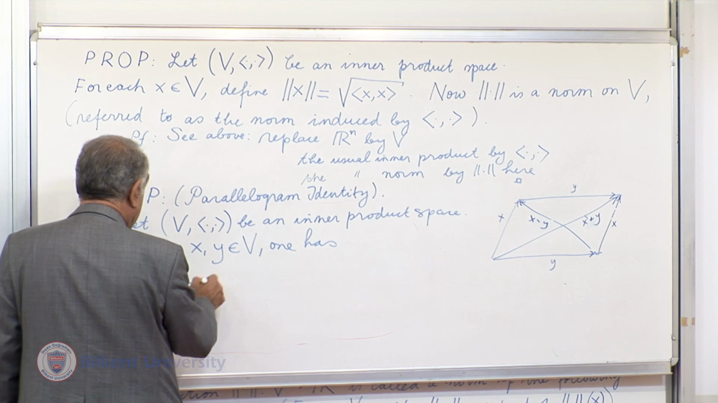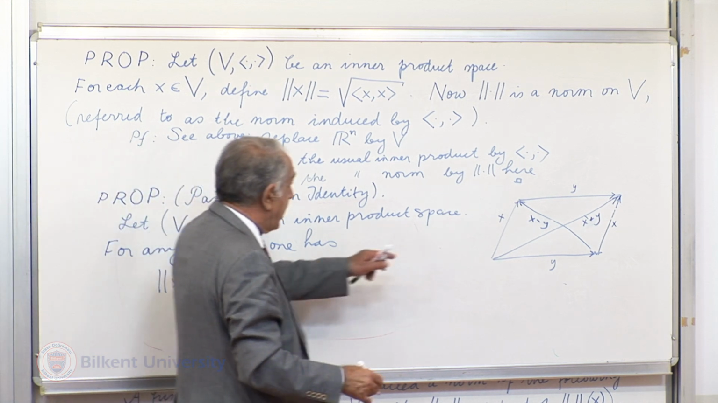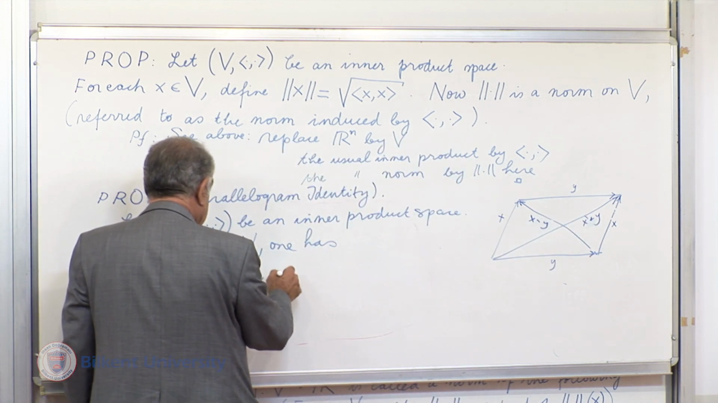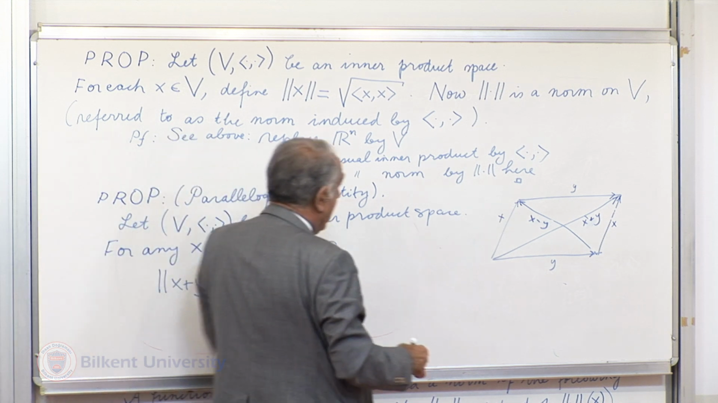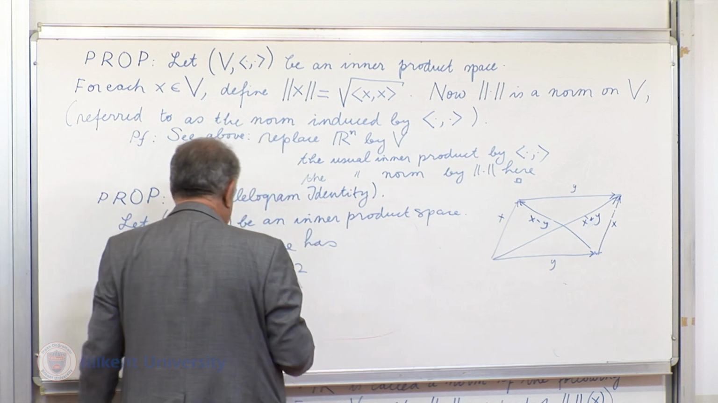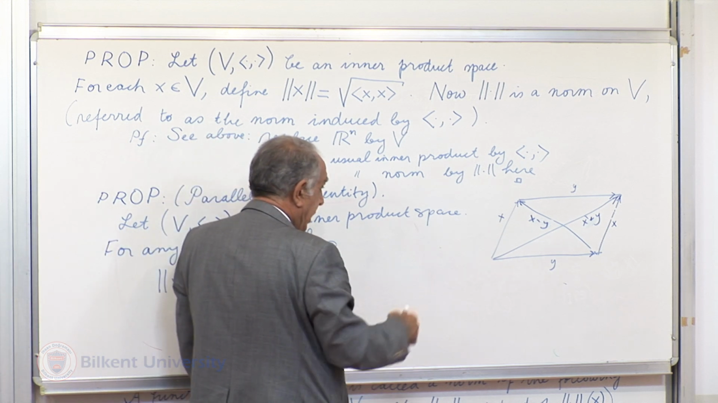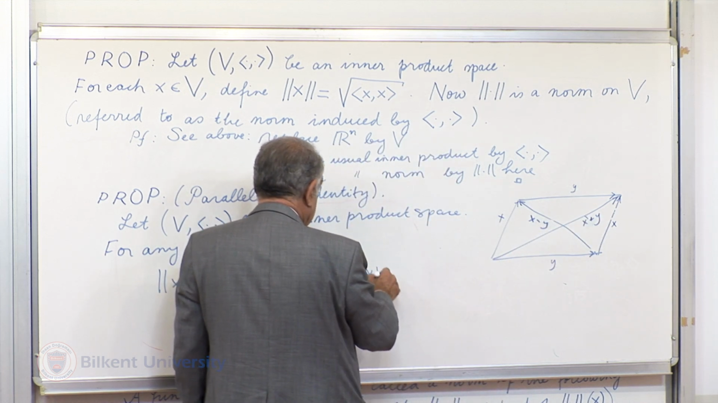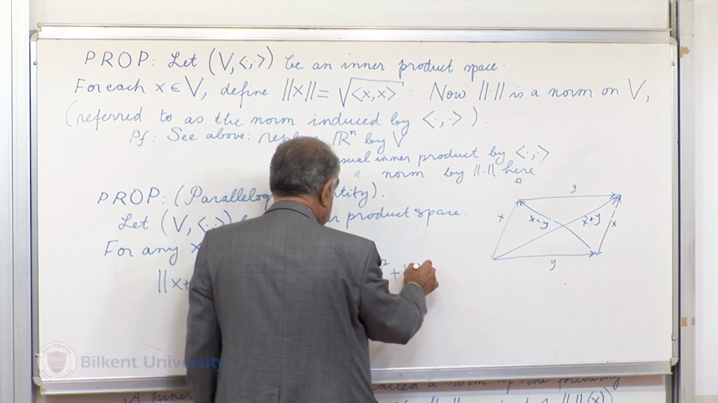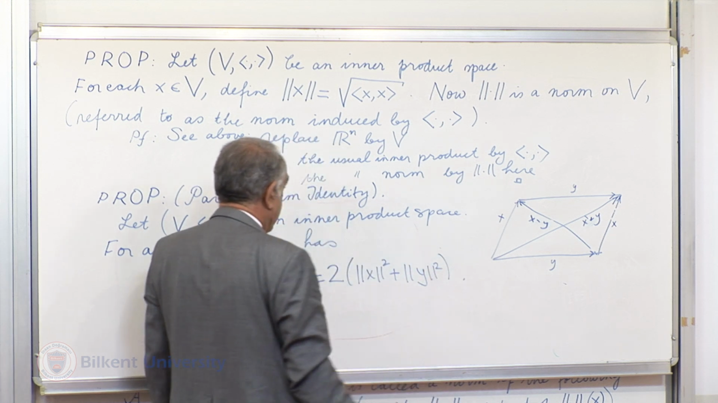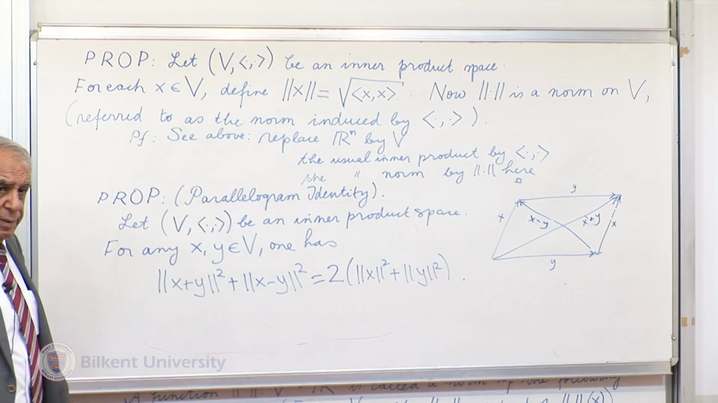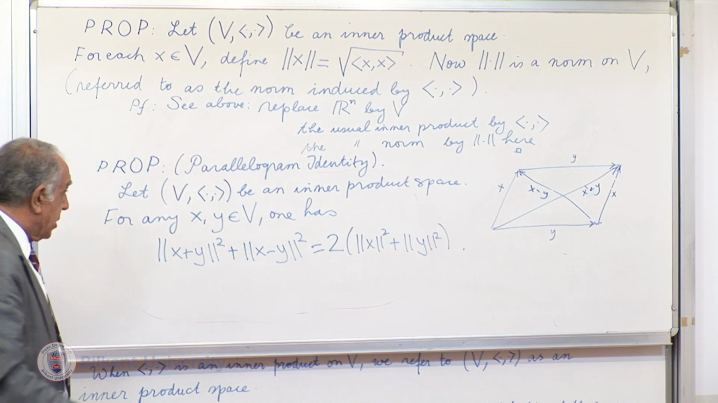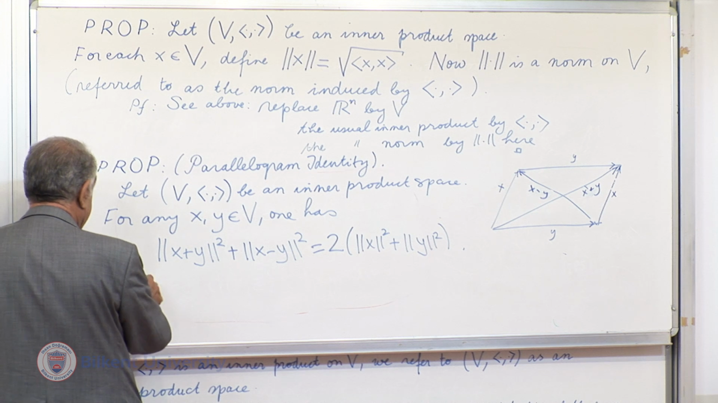x plus y, this is the length of this diagonal squared, plus x minus y squared, that's this diagonal, its length squared. This is equal to the sum of the squares of four sides, but this becomes 2 times the norm of x squared plus the norm of y squared. Okay? So this parallelogram identity holds in any inner product space, and its proof is very simple.